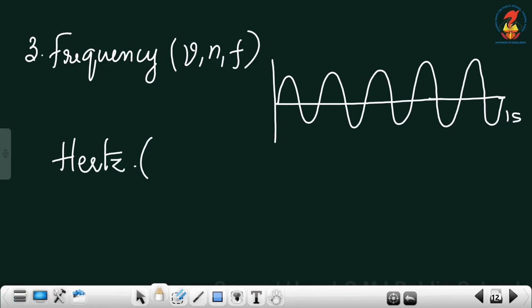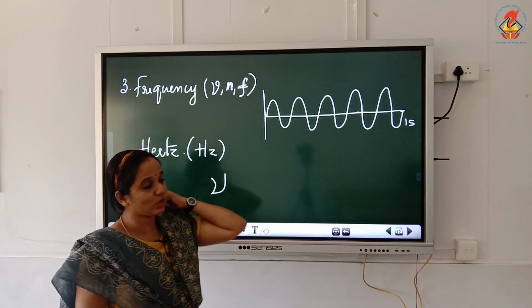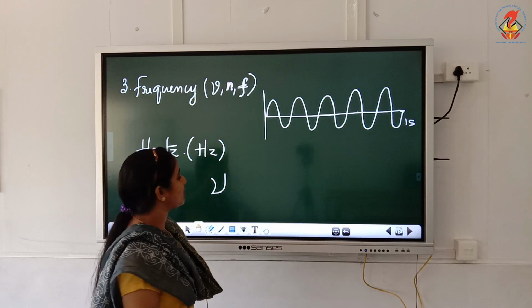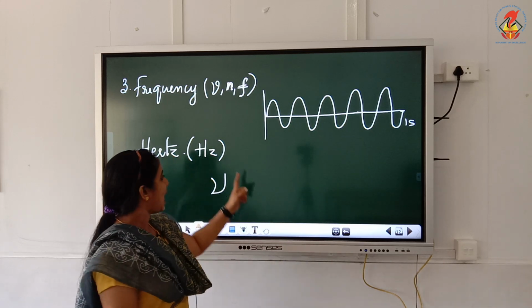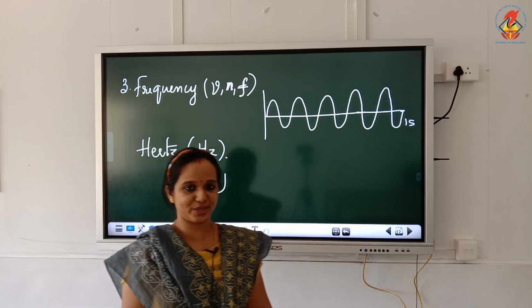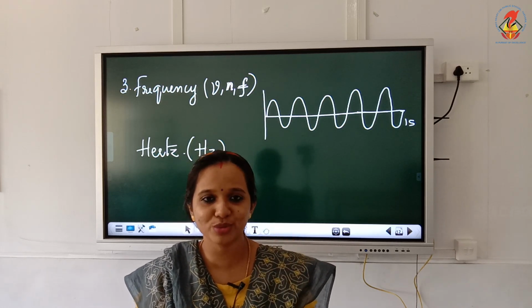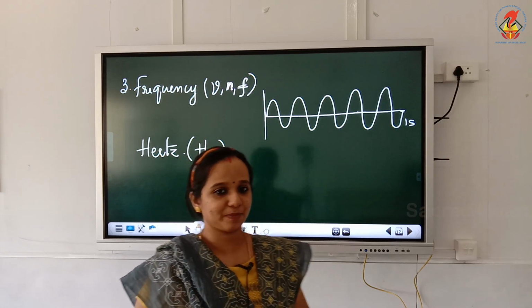Unit of frequency is hertz, and frequency can be denoted using the Greek letter nu, or using the small letter n, or using the small letter f. You can use either of the three representations to represent the term frequency, and its unit is hertz. So, frequency is the number of waves produced in 1 second.